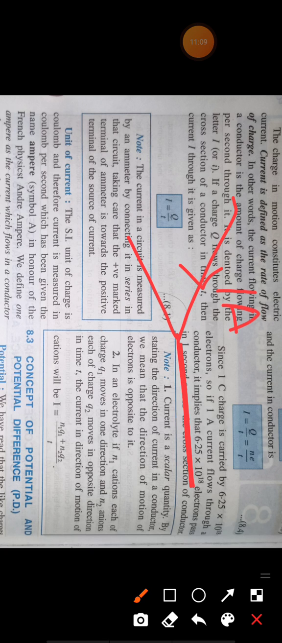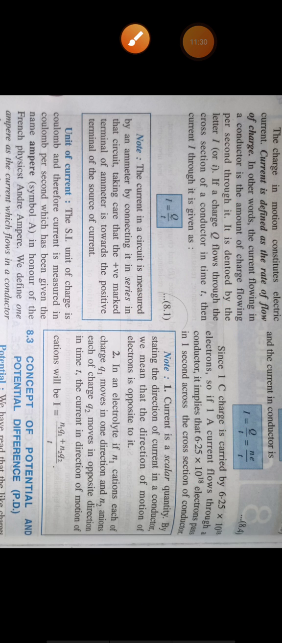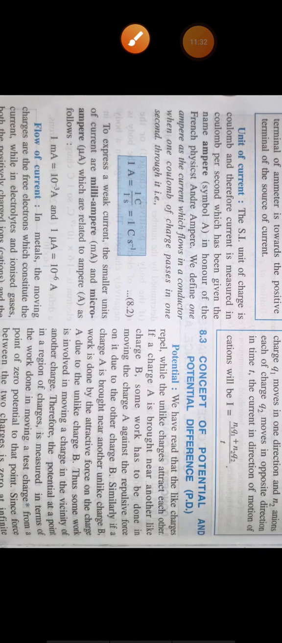Suppose here 1 ampere current is flowing and here 2 ampere current is flowing. Ultimately 1 plus 2 is equal to 3 ampere current will flow. So that means current does not follow vector addition rules. That's why current is considered a scalar quantity. Current has a direction, but still it is considered a scalar quantity because it does not follow vector addition rules.